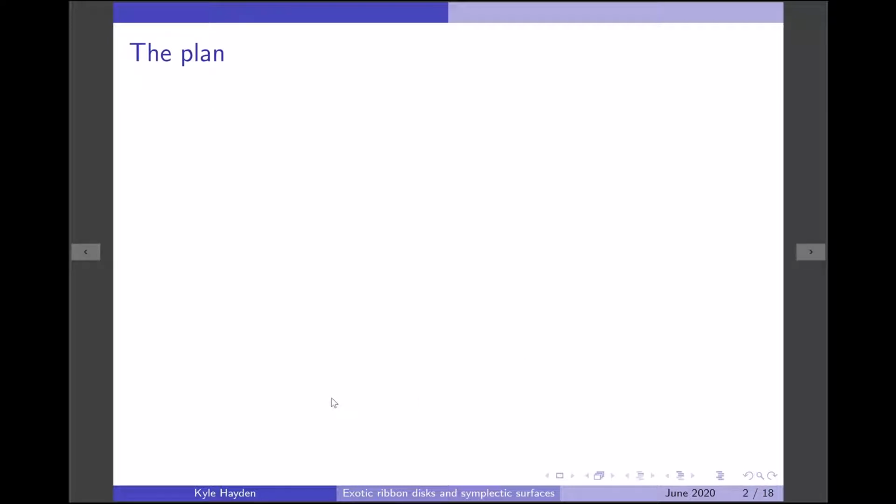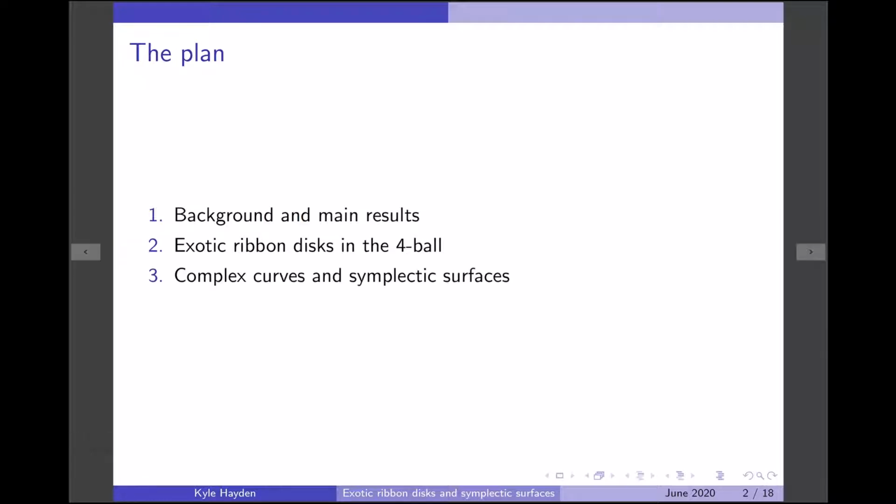So I want to start out with a bit of a plan, and we'll start by talking about some background material on exotic surfaces and the main results I want to share today. And then what I'll do is illustrate those results by focusing on construction of exotic ribbon disks in the four-ball, and at the end, extending these results to give some exotic phenomena in the complex and symplectic setting.